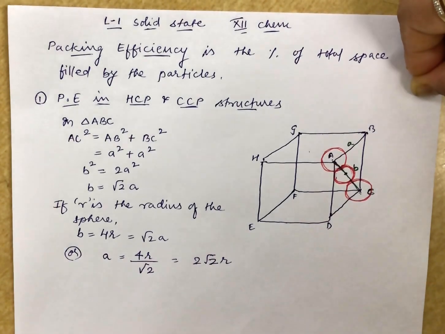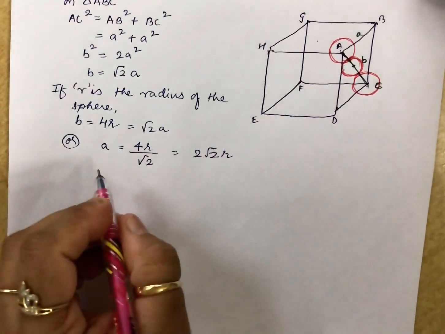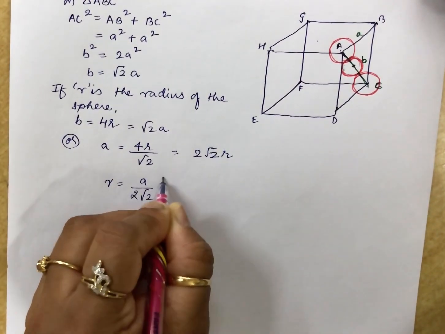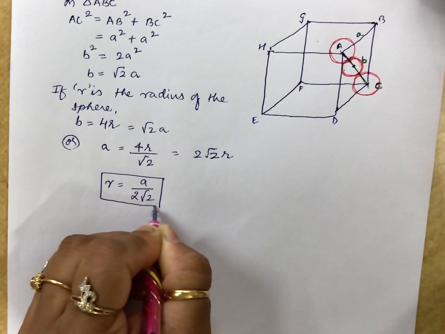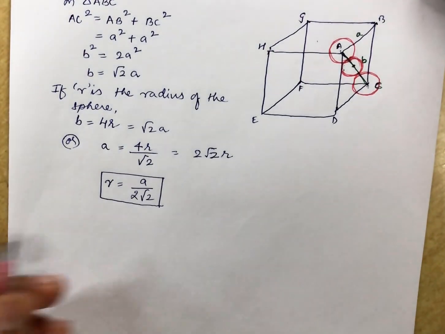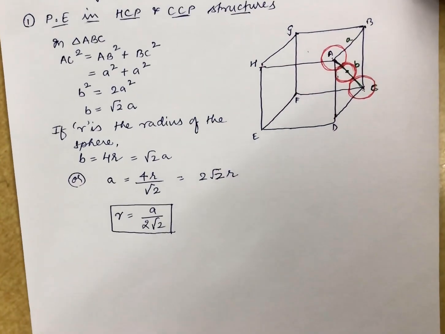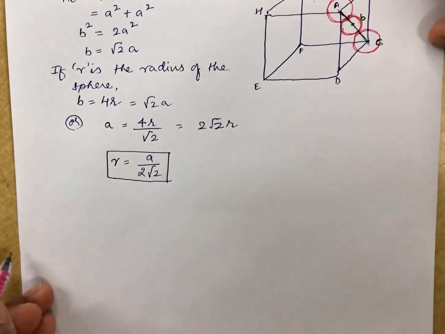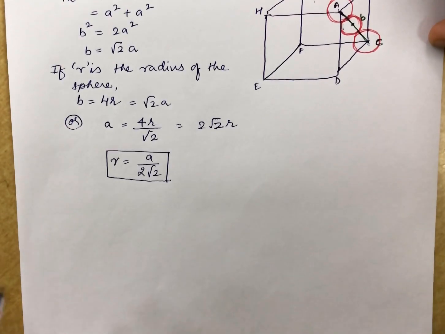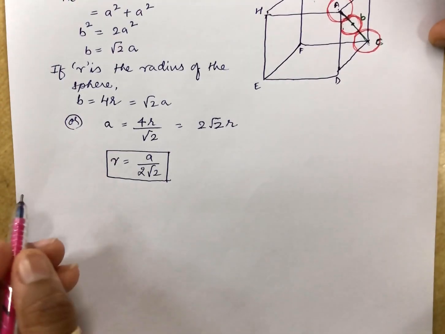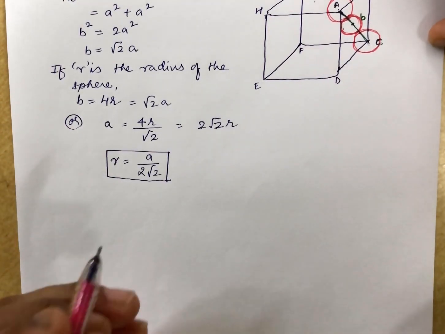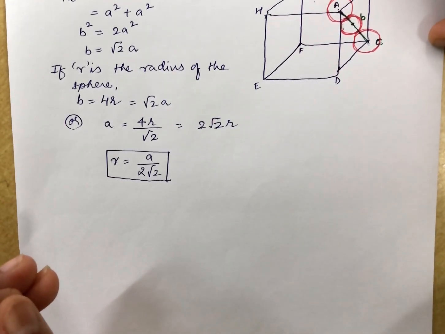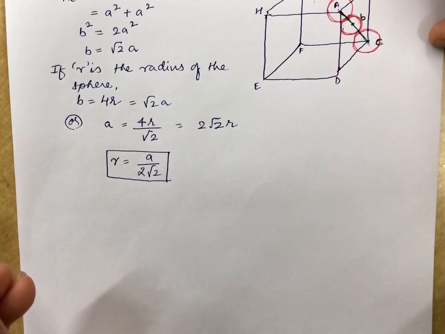R. Okay students, or we can write otherwise also R is nothing but A divided by 2 root 2. You need to remember this because in certain numericals also this is asked, students. Okay, so till here you have found out your radius. Now let us move ahead in this context itself to know what volume each unit cell which you are right now taking will have.